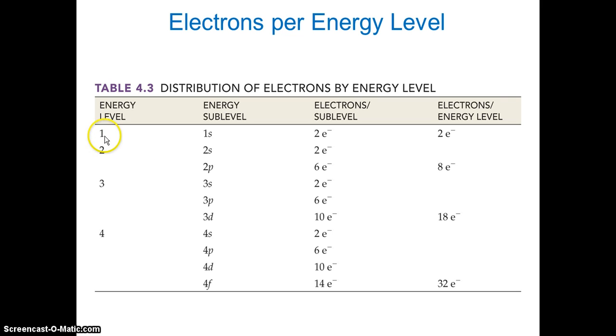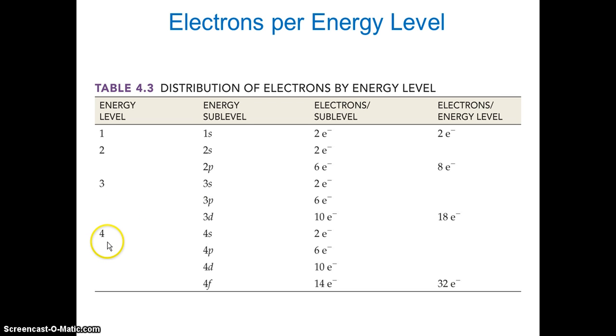Energy level 2 has 2 sublevels, 2s and 2p. 2s contains a maximum of 2 electrons and 2p contains 6 electrons. When you add them, the maximum is 8 electrons in energy level 2. Energy level 3 contains 3s, 3p and 3d sublevels. When you add the maximum electrons in each sublevel, you get 18 electrons. That's the maximum capacity in level 3.